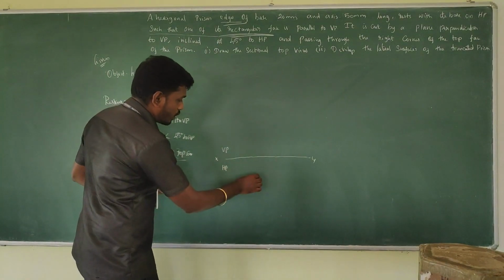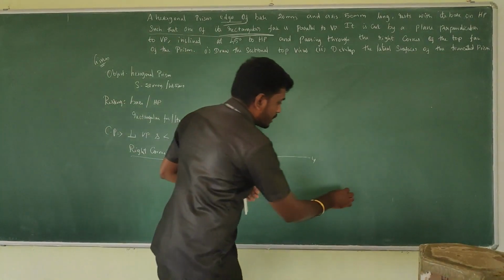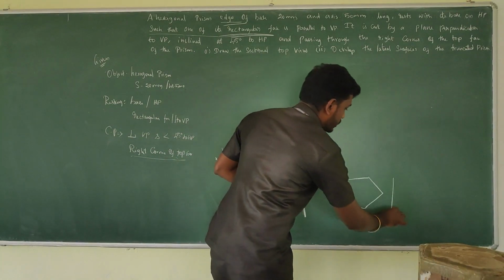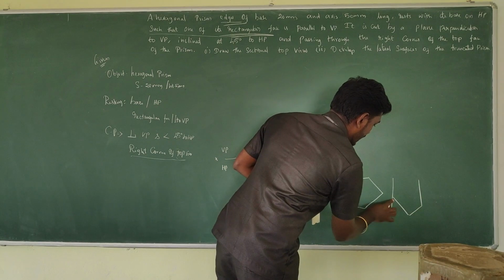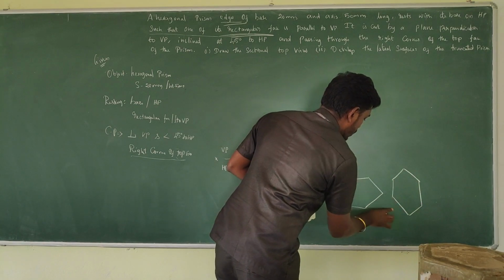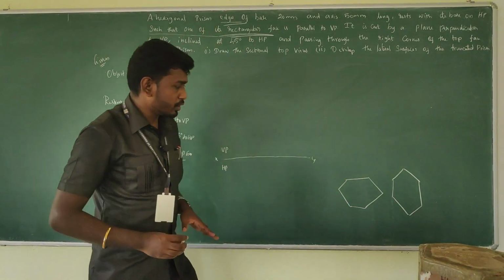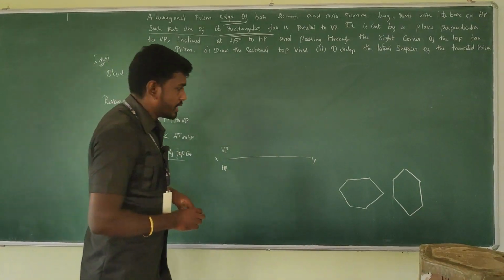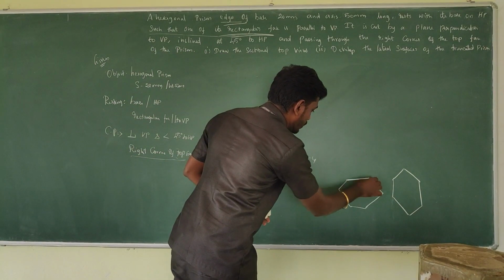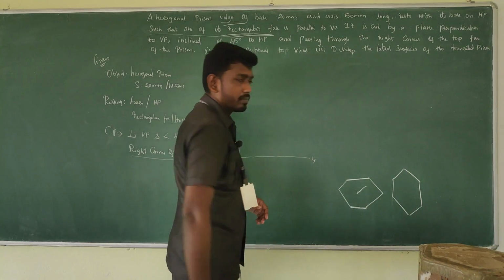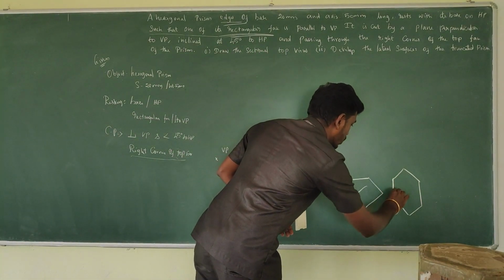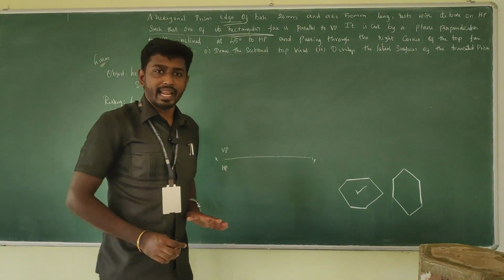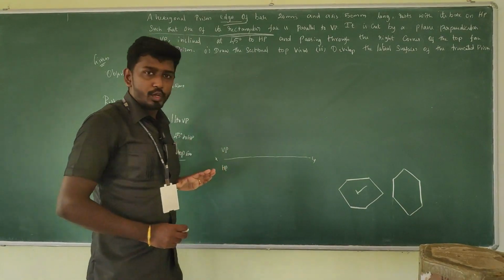Next, we shall go to the next condition. In the top view, the hexagon can be kept in two manners. I can keep the object like this, or I can keep the object like this as well. Here the rectangular face is parallel to VP. When the condition is parallel to VP, this would be the right one. If the rectangular faces are perpendicular to VP, then this would be the right one. For this question, this would be the right position.